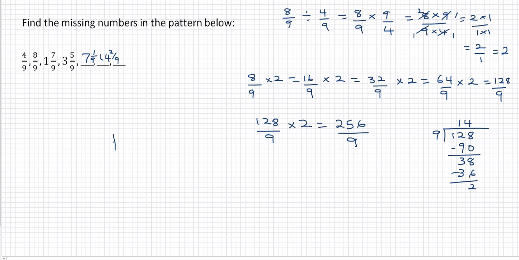And then 256 over 9. Let's go ahead and do the division. 256 divided by 9. How many groups of 9 in 25? You have 2. 2 multiplied by 9, you have 18. And then you have a remainder of 7. And then we have 6 down here. 76 divided by 9, we have 8. 8 multiplied by 9, we have 72. And we have a remainder of 4. So this is going to give us 28, 4 over 9. So these are your missing numbers.